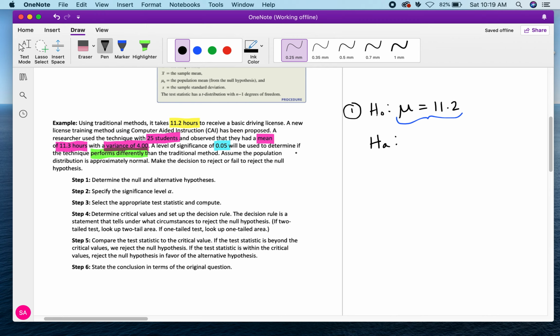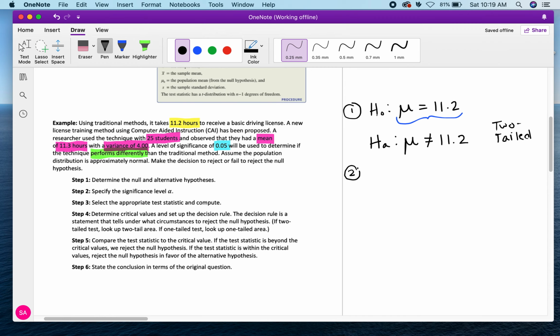But they want to figure out if this technique performs differently than the traditional method. They're not saying better than, they're not saying worse than, they're just saying differently. So that tells us they just want to know if mu is not equal to 11.2. So this is going to be a two-tailed test. Anytime we have that not equals to in the alternative hypothesis, it's going to be a two-tailed test.